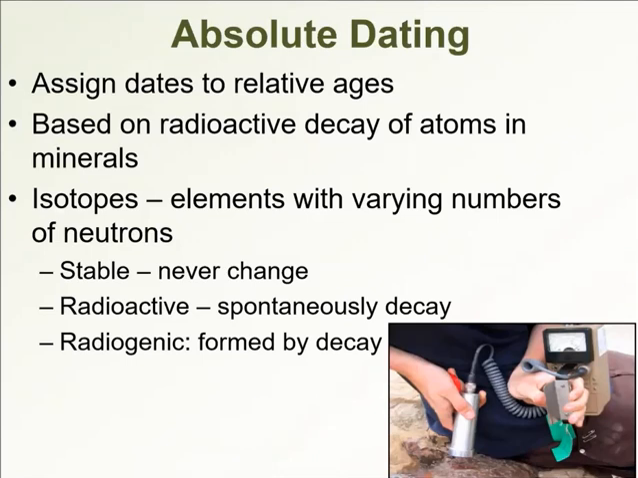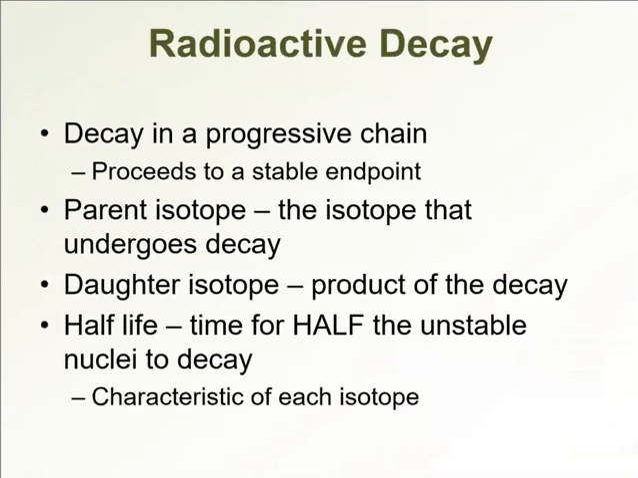Those will decay away. And then we can have radiogenic isotopes, which are the ones that are formed by decay. They decay in a progressive chain, going from unstable to eventually a stable endpoint. They may go through several steps to get there, but eventually they will get to a stable endpoint.